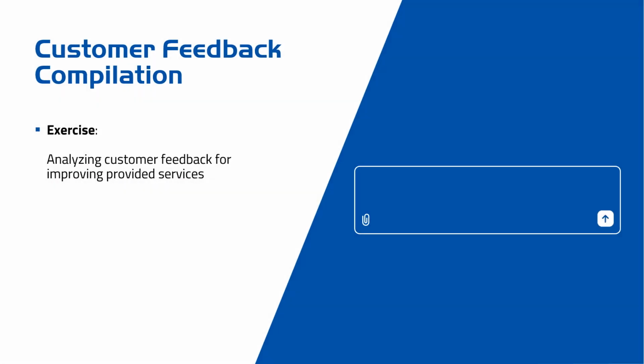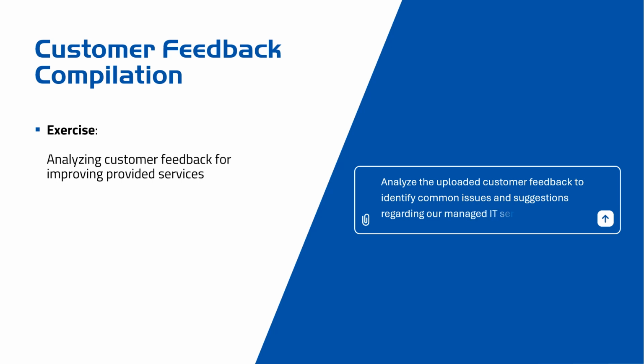In this next example, we're going to use ChatGPT to analyze customer feedback for improving our provided services. So we're going to use the prompt, analyze the uploaded customer feedback to identify common issues and suggestions regarding our managed IT services. So you'll notice that we talk about uploading feedback, so you're going to use the paperclip icon here to upload any documentation that you want ChatGPT to review and analyze.